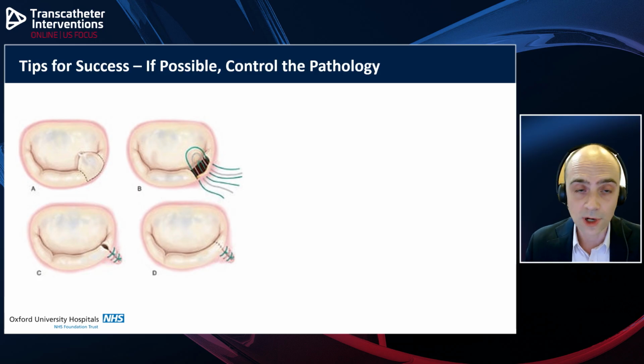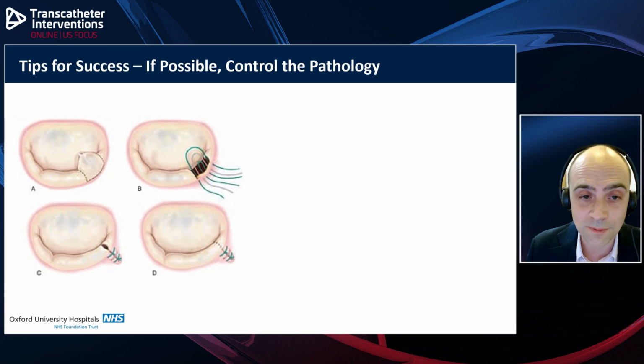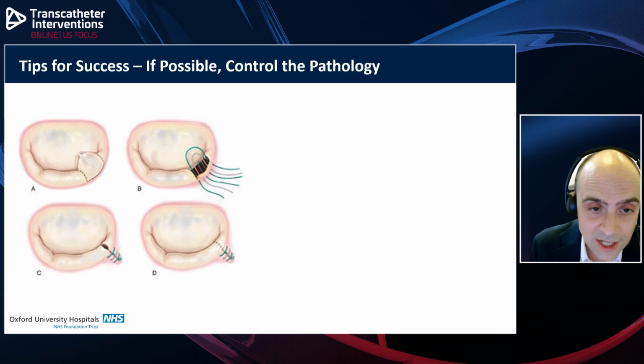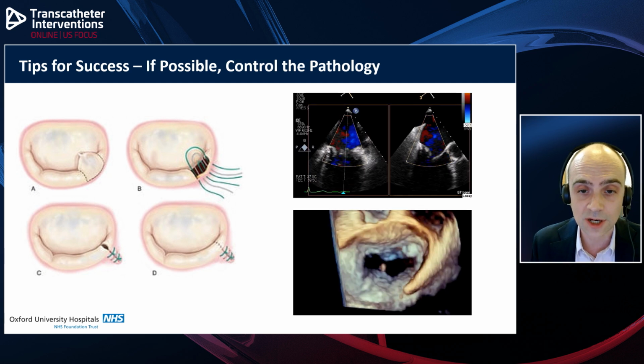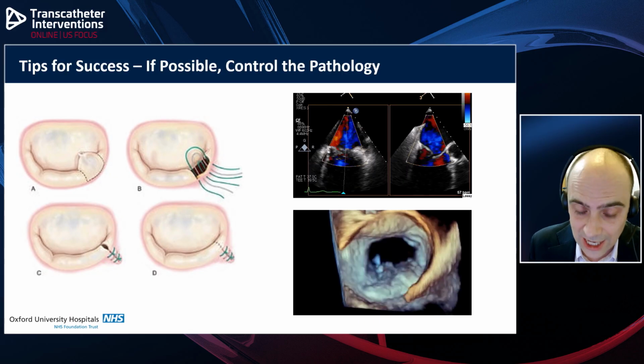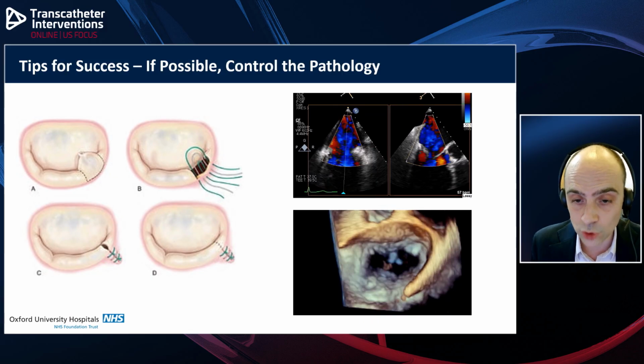Third, where it's possible, I think we should be looking to control the pathology. This is a diagram from our surgical friends and partners performing a quadrangular resection. And of course, the basis of mitral valve surgery is to isolate and control the pathological disease segments. We can't always do that with TEER because we're limited by valve area. But where we can do it, I think it means we're likely to get a more durable result.